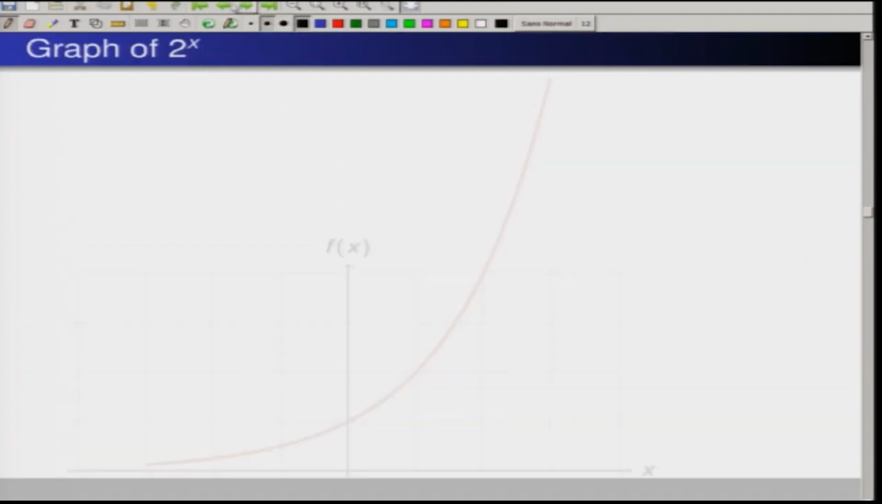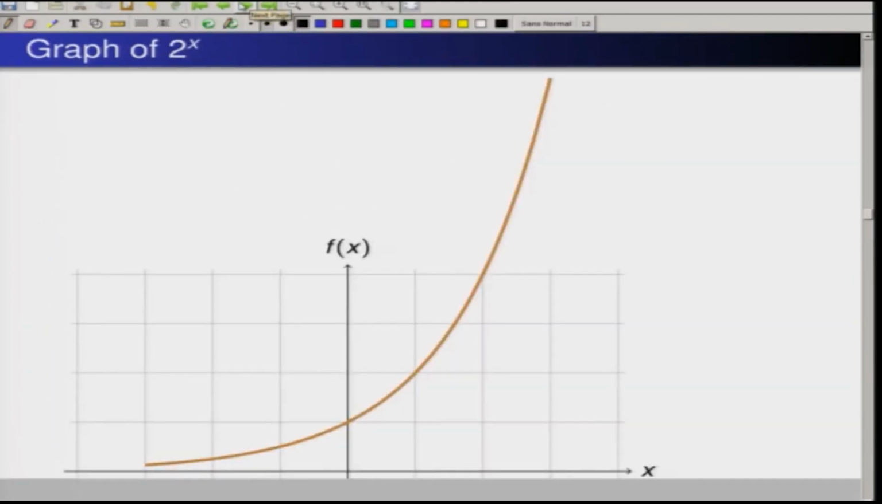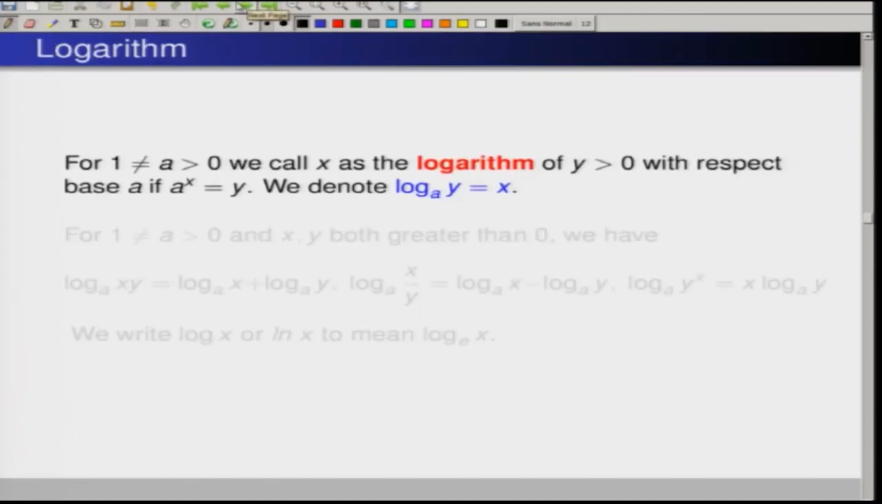Now, if I want to draw the graph of 2 to the power x, you can see that it will go like this. It will always be greater than 0, in fact, and then it grows exponentially. So, this is the graph of 2 to the power x.